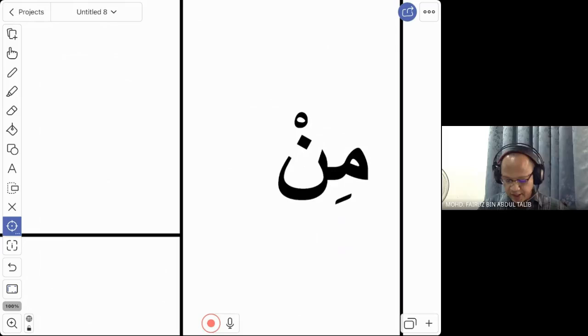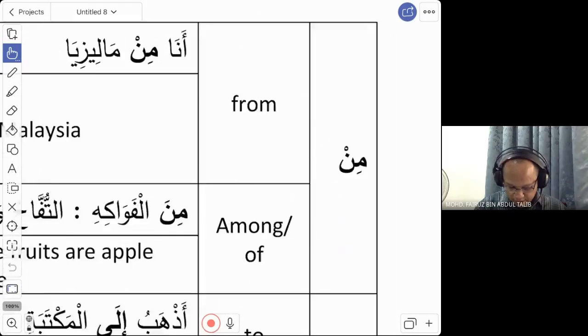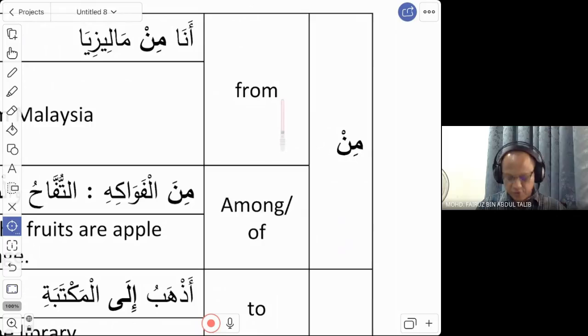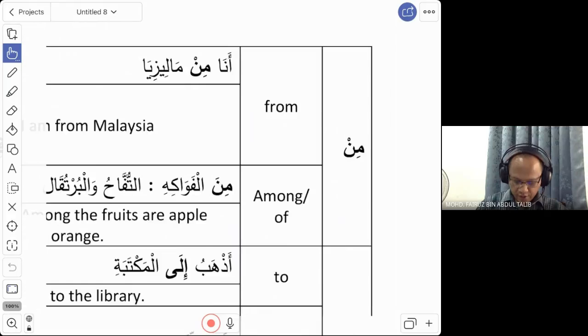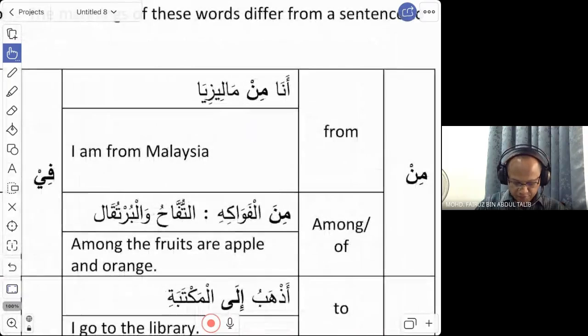Okay, so what is min? If you look at the table here, I give you two meanings for the word min. One of the meanings is from. That is one meaning. Min means from. And normally when you say min, it is from. Another meaning is among, or of, or one of the. That is another meaning of the word min. Let us look at the examples. For the example for the word min with the meaning from, this is the example.